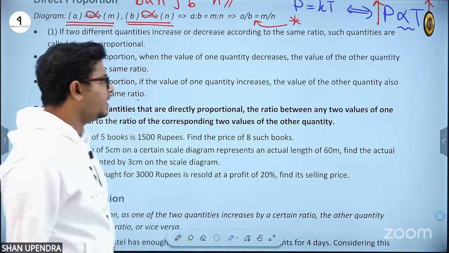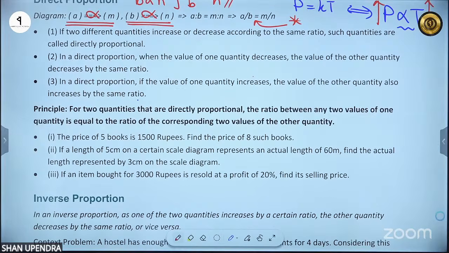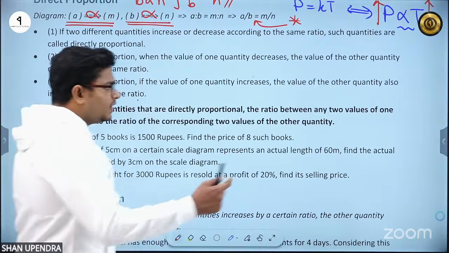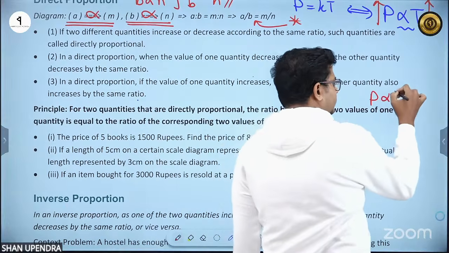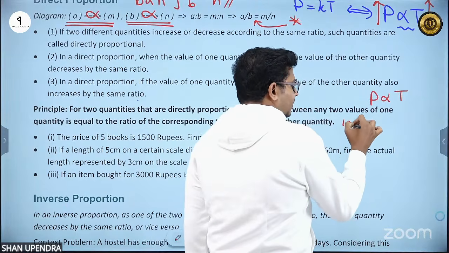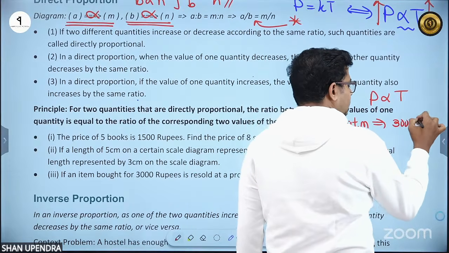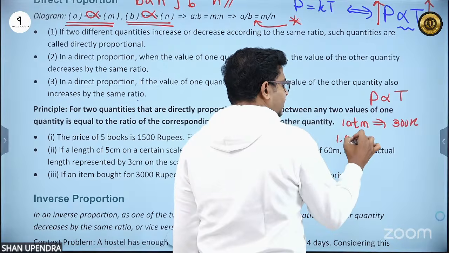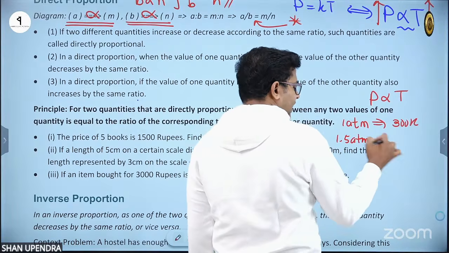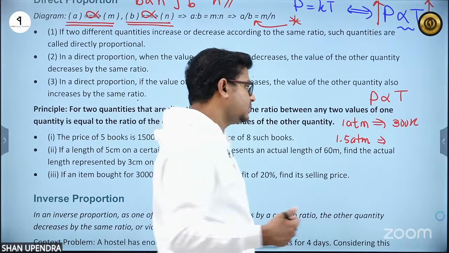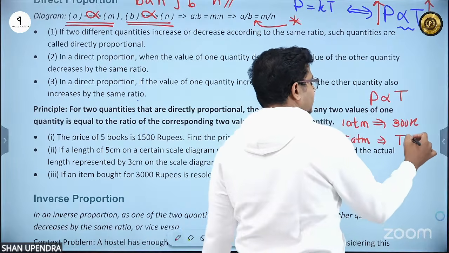Okay, so here there is a principle for two quantities that are directly proportional. The ratio between any two values of one quantity is equal to the ratio of the corresponding two values of the other quantity. So now we realize P directly proportional to T. Let's take one: when the pressure is 1 atm, the temperature is 300 Kelvin. Then when the pressure is 1.5 atm, I'm asking, atm is the unit of pressure, what is the new temperature?